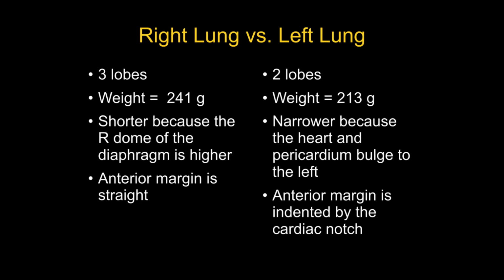Because of the intervening heart, the anterior margin of the right lung is straight, while the anterior margin of the left lung is indented by the heart, signified here as the cardiac notch.